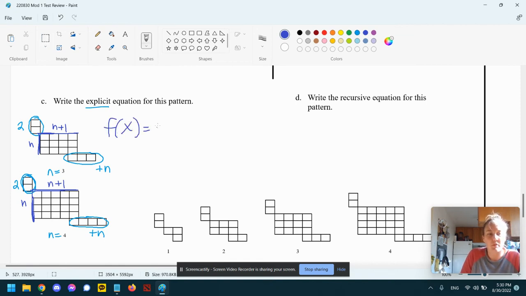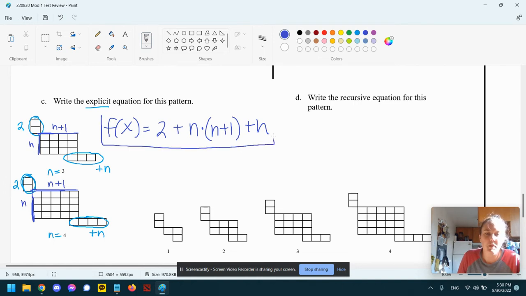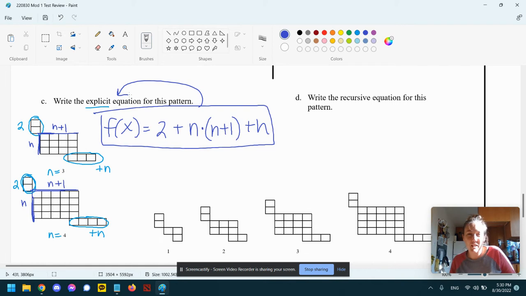We say both of them have a 2, so I write a 2. Both of the middle rectangles are n times n plus 1. And both the bottom long rectangles are just n. So this could be our explicit equation. This is not systematic. This is a little creative, right? So you'll have to flex these muscles of being able to recognize patterns and formalize patterns, which is still a math skill. It's just not what we think of when we think of math yet. But don't worry, I'll convince you.